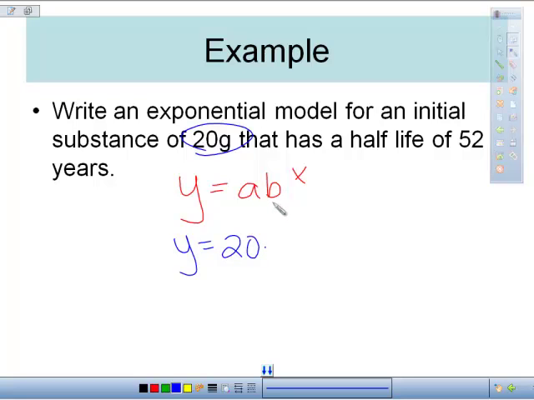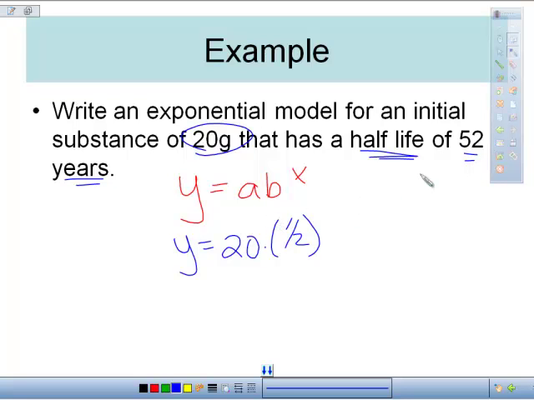Our multiplier. What happens to our substance over time? Well, it says it has a half-life, which means that it's going down by 1/2. So our multiplier is simply that, 1/2. What about our exponent? In our last example, for every 2 that x went up, we multiplied once, but in this case it says a half-life of 52 years. This means that it takes 52 years for it to be half as much as it started with.